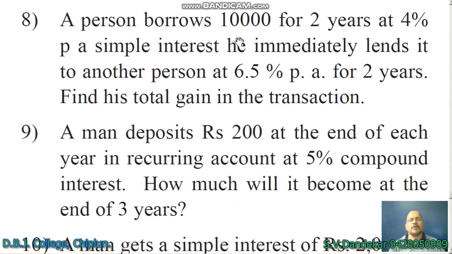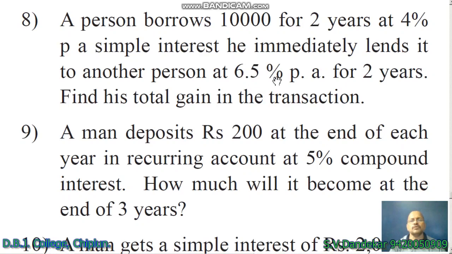A person borrows 10,000 for 2 years at 4% per annum simple interest. He immediately lends it to another person at 6.5% per annum for 2 years. Find his total gain in this transaction. Now, since all the calculations are simple interest, the calculation is very simple. Just find out the difference between the rate of interest 4 and 6.5.